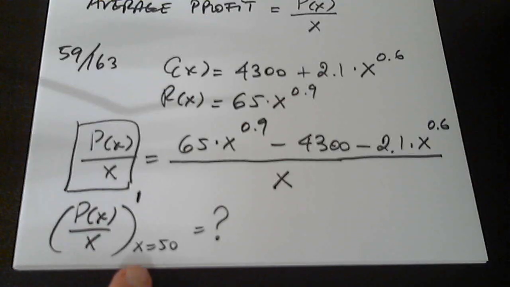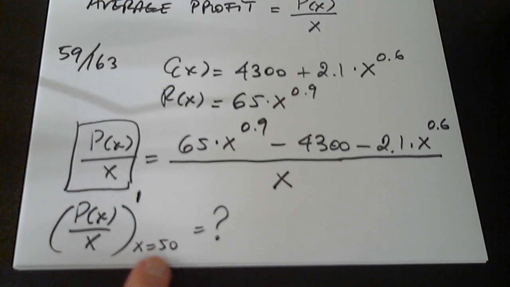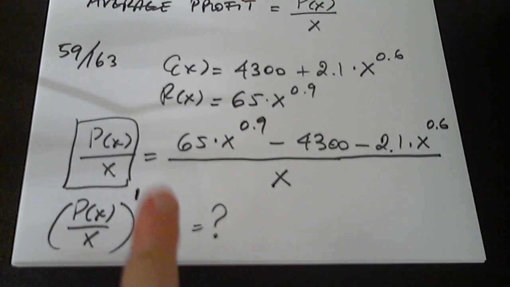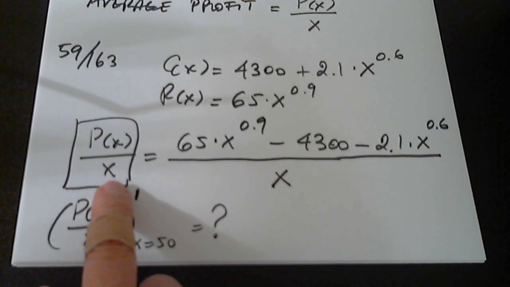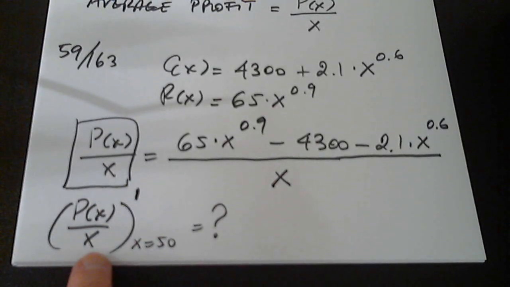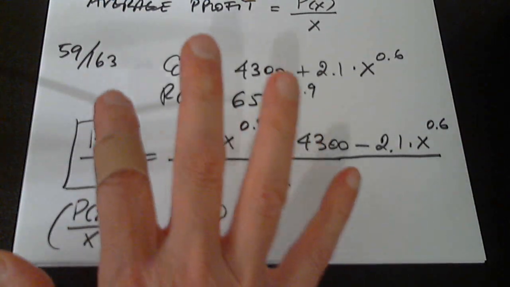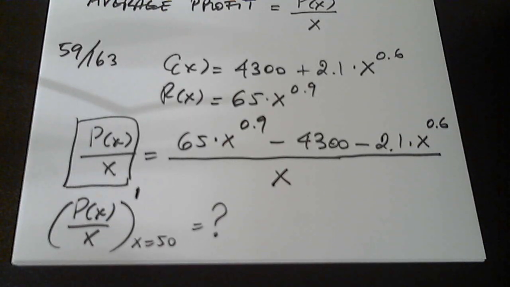I cannot determine the average rate of change when x is 50 if I don't have the function. I don't have the function yet. I only have P of x over x, which is the average profit, but I don't have the derivative of this function yet. Once I determine the derivative of this function, I would plug in 50 for x, and I'm done.